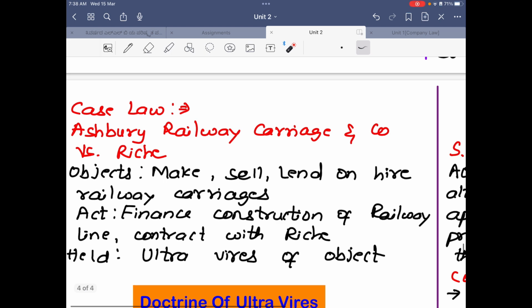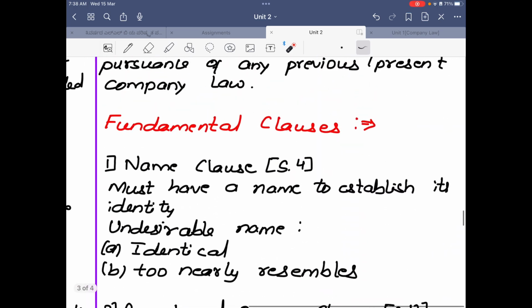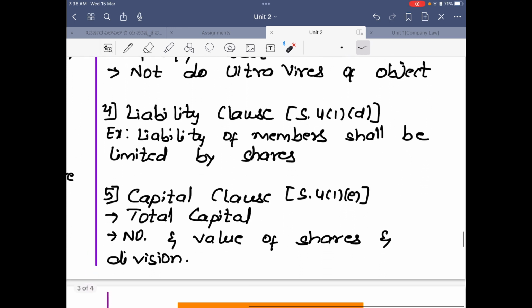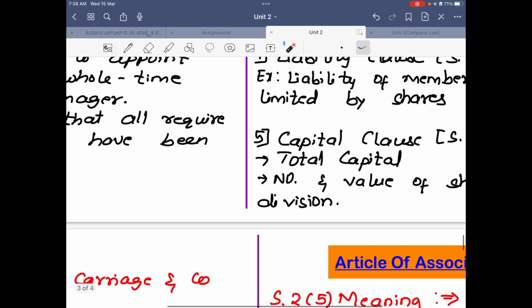So this was the memorandum of association. Mainly it contains clauses, as we saw: the name clause, registered office clause, object clause, liability clause, and capital clause. They have to mention all of these, put them into a memorandum of association, and apply to a registrar for registration of the company.